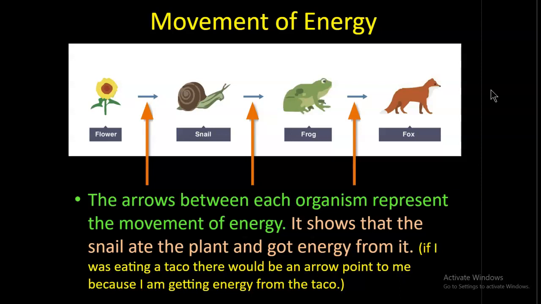So if I were to eat a taco, for instance, like I have here, there would be an arrow pointing towards me. Here's my taco, and the arrow points towards me because I'm getting the energy from that taco, right? So the arrow would be pointing from my taco to me, because I'm getting the energy from that taco.